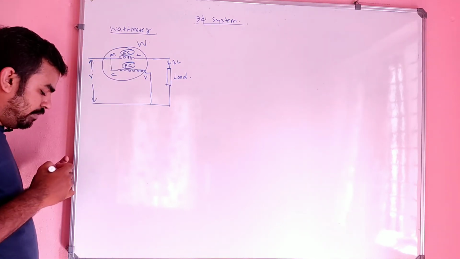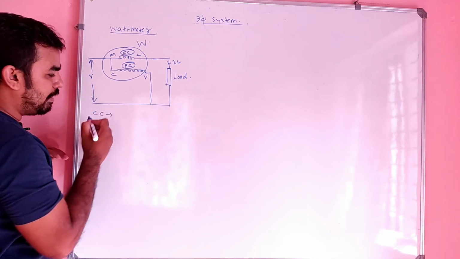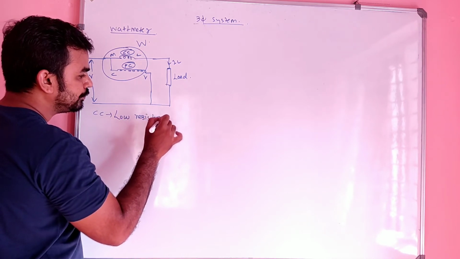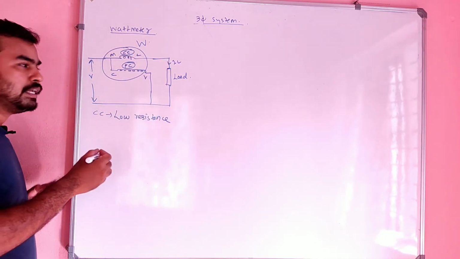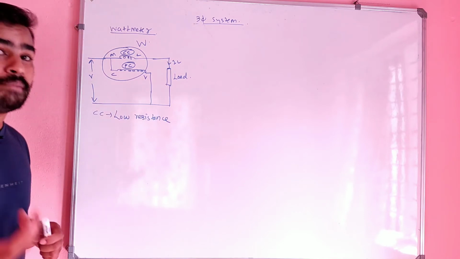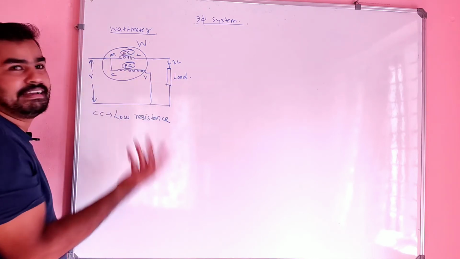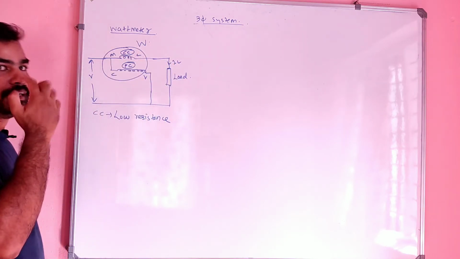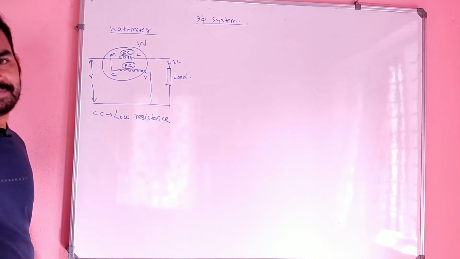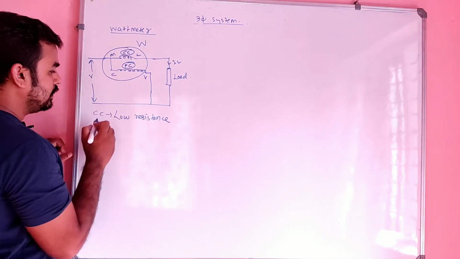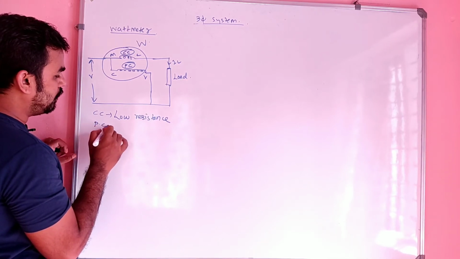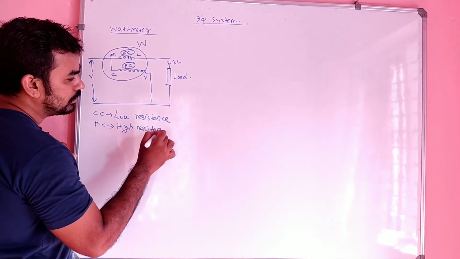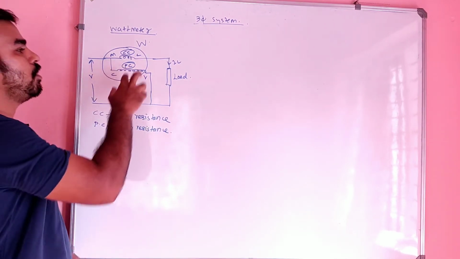The current coil always has low resistance, because it is connected in series with the circuit. If it had very high resistance, it would not allow any current to the load, right? The load doesn't get any current. That is why the current coil always has low resistance. And the voltage coil or pressure coil always has high resistance.